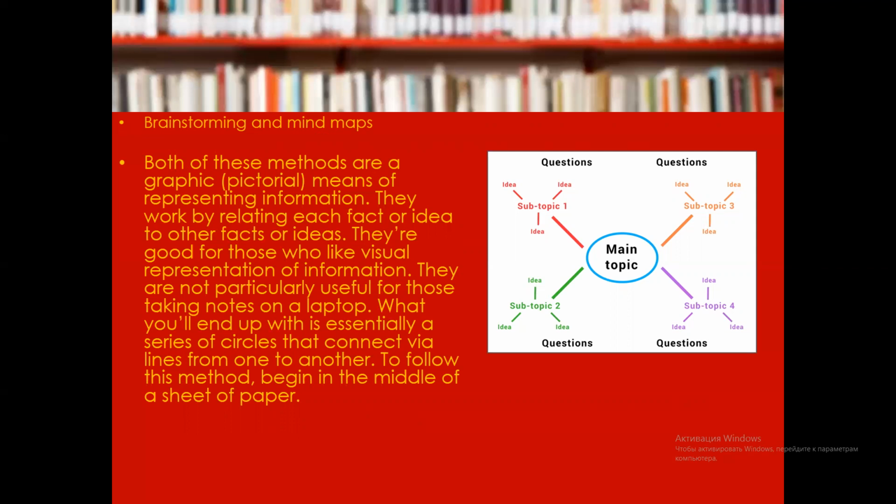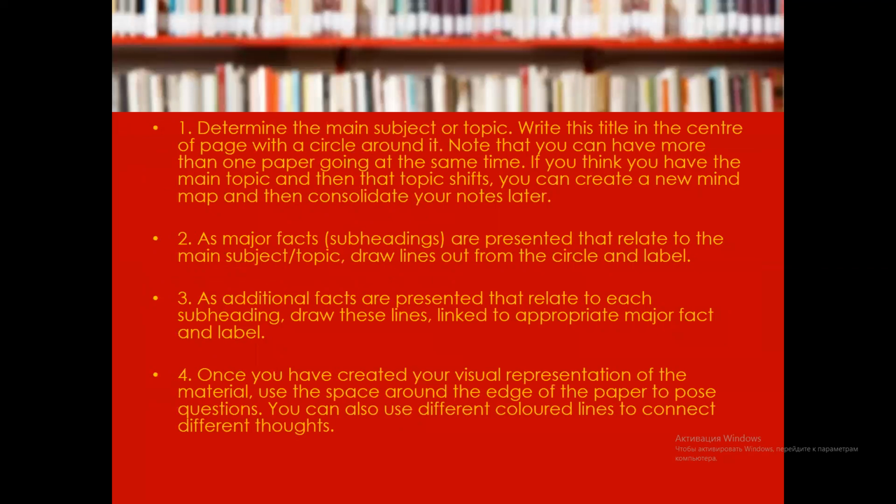To follow this method, begin in the middle of a sheet of paper. Determine the main subject or topic. Write this title in the center of the page with a circle around it. Note that you can have more than one paper going at the same time. If you think you have the main topic and then the topic shifts, you can create a new mind map and then consolidate your notes later.